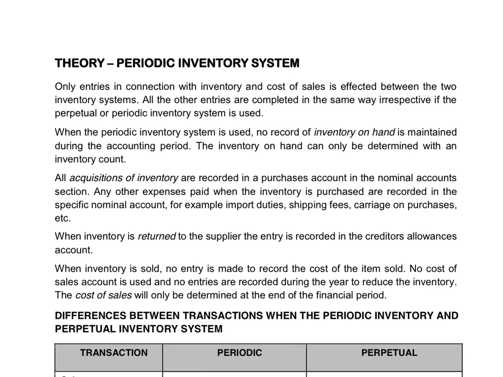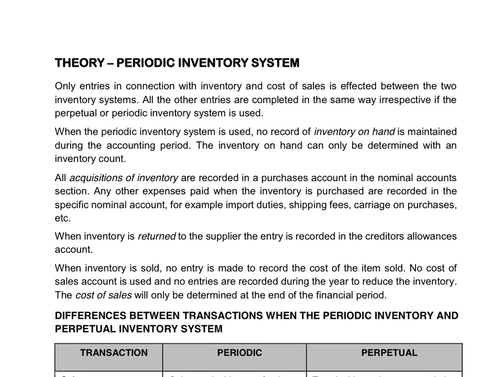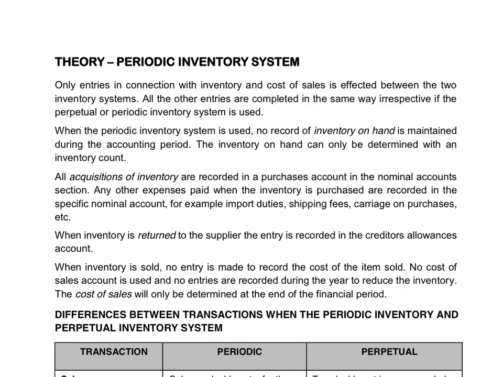Good morning. We will pay attention to the periodic inventory system today. Only entries in connection with inventory, that means when inventory increases or decreases, and cost of sales is affected when the two different inventory systems are used, because in the perpetual inventory system you record the movement of inventory during the year. In the periodic inventory system, you don't write in your inventory account during the financial year.